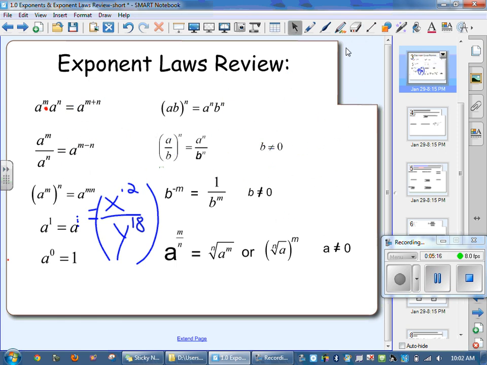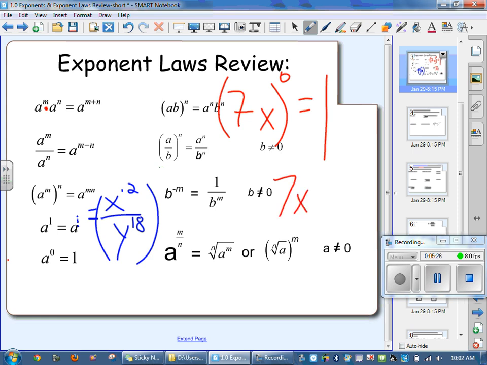We have an example. I could have 7x all to the 0. That's going to give me a value of 1. If I have 7 times x to the 0, that's going to be 7 times 1, which gives me 7. Okay, so the 0 exponent is the part that gets replaced by the value digit 1. So right here, this is the only part replaced by the value digit 1.